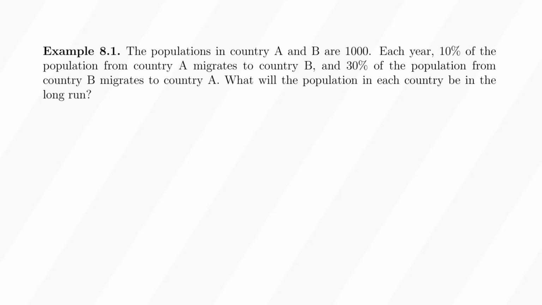We're gonna start this lecture with kind of a puzzle. Let's say there are two countries, country A and country B, and the initial population in each country is going to be 1,000. However, each year, 10% of the population from country A is going to migrate to country B, and then 30% of the people in country B is going to move to country A.